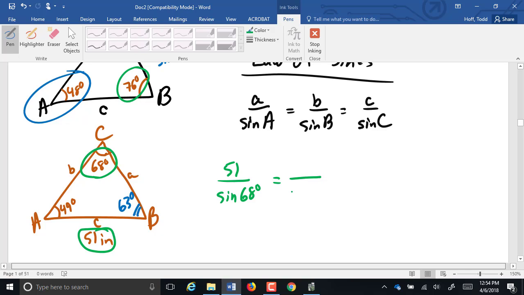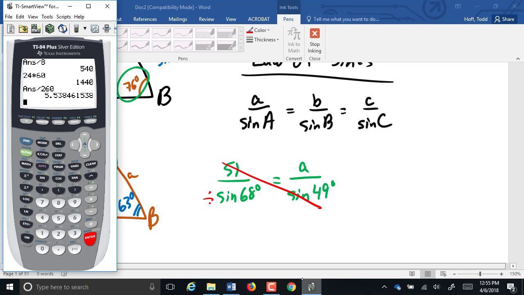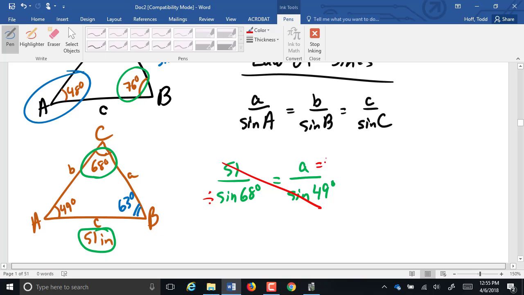Which side do we want to find next? Pick one, A or B? A. A is going to go over the sine of which angle? 49 degrees. So to find A, we're going to cross multiply and divide. We have to make sure on our calculator that we close our parentheses on our trig functions. So it'll be 51 times the sine of 49, closing our parentheses, divided by the sine of 68, and again, close that parenthesis. We get 41.53. So A is 41.53 inches.